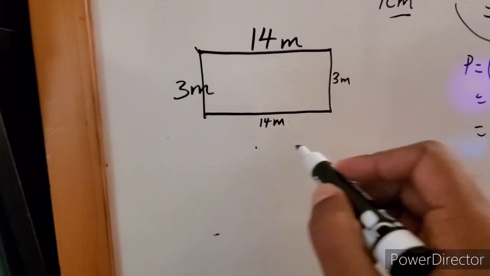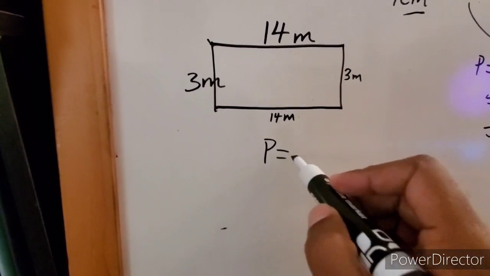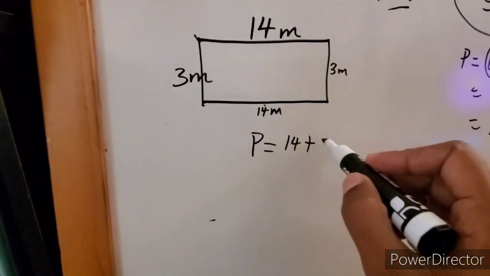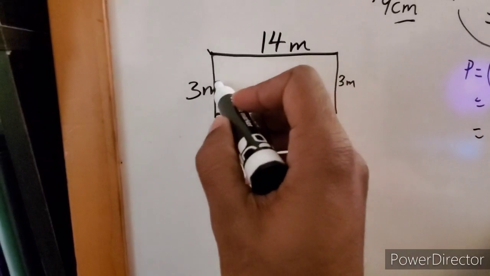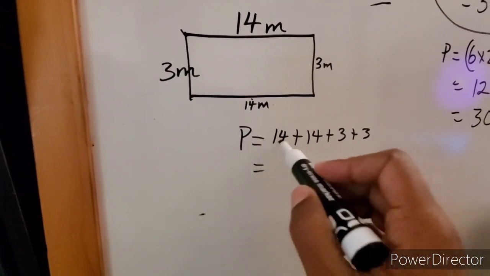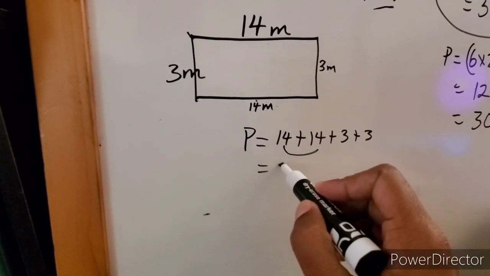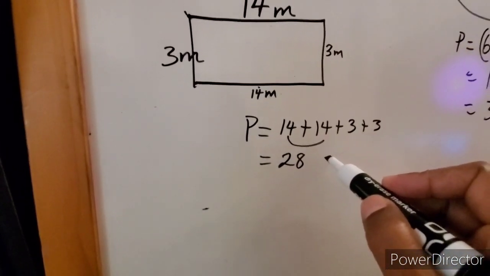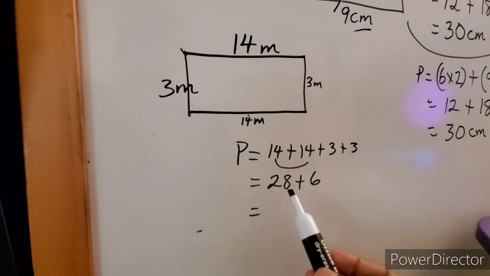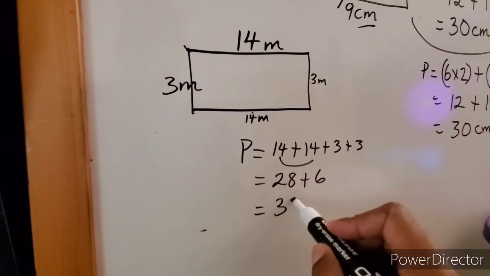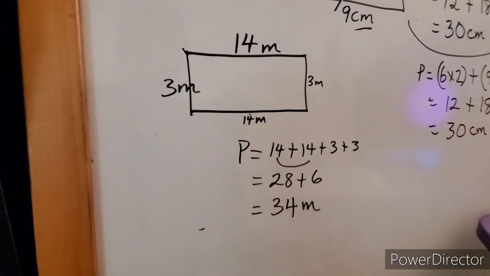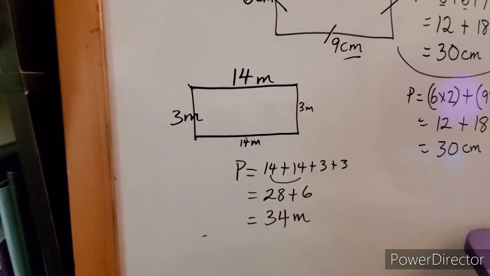Okay, let's go ahead quickly and find the perimeter of this. P, which is perimeter, is equal to 14 plus 14 plus 3 plus 3. Okay, easy peasy. And 14 plus 14, or 14 times 2, will give you 28. And 3 plus 3, obviously, is 6. So 28 plus 6 is 34. And the unit is meters, so you can't forget your meters right there. Okay? All right. Now, so this has to do with the rectangle.